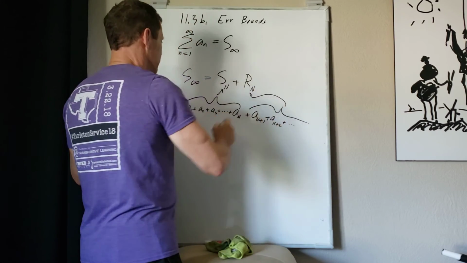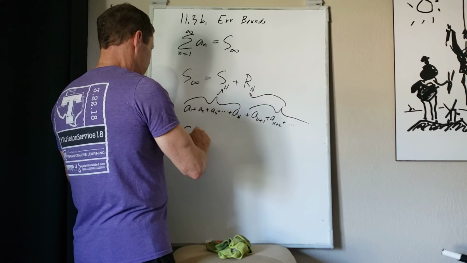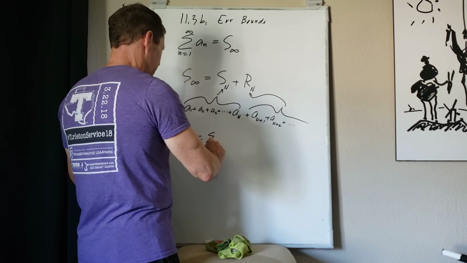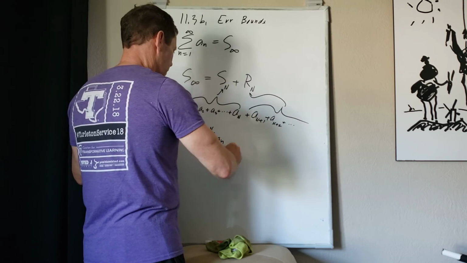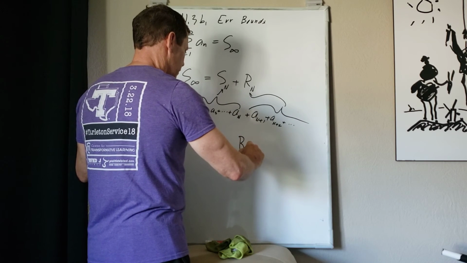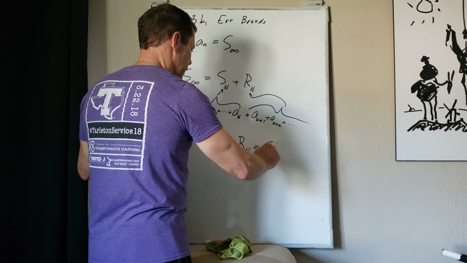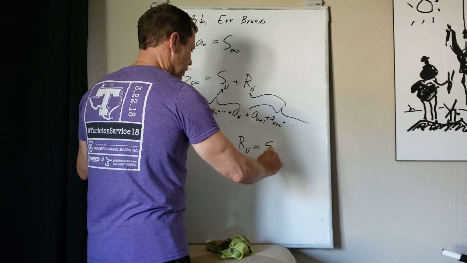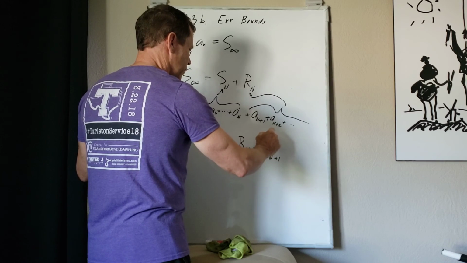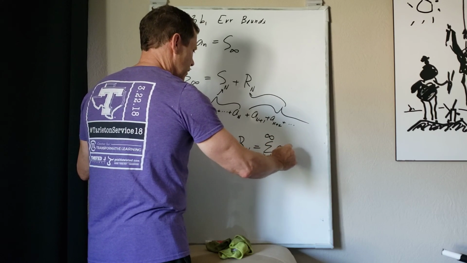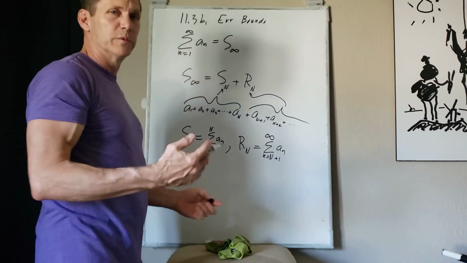That's this piece. So S_N, which you already know, is the summation n equals 1 to N of a_n, and R_N is equal to the summation little n equals this number plus 1 to infinity of a_n. Okay, stop the video there.